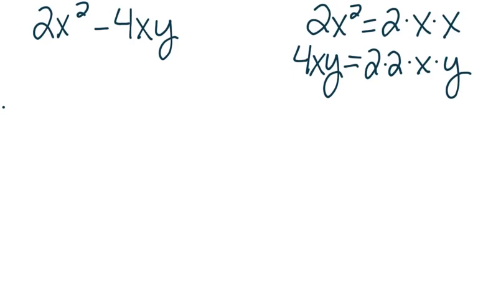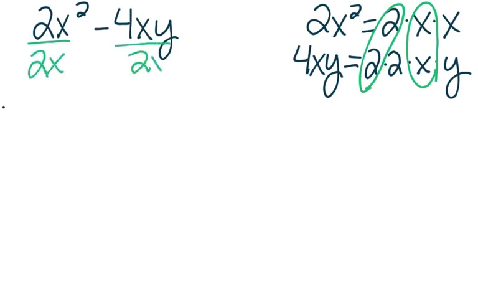So we have 2x squared, which has a 2, and then the 4xy also has a 2. And then they both also have an x. So that's what we're going to divide by. We're going to go ahead and divide both of our terms by 2x. So if we have 2x squared divided by 2x, 2 divided by 2 would give us 1. So in our parentheses we have 1, and we still have our 2x outside, since that's what we're factoring out.